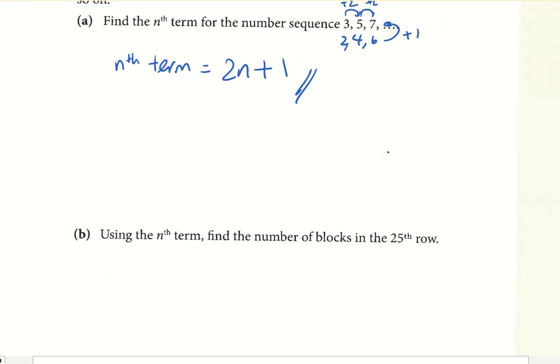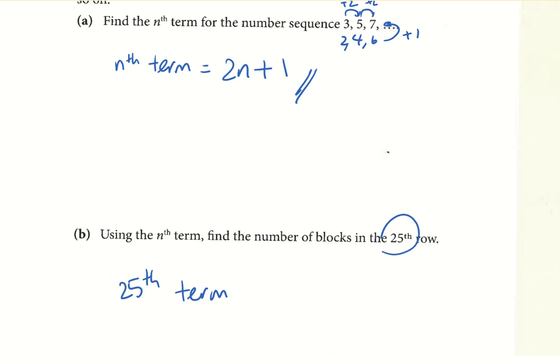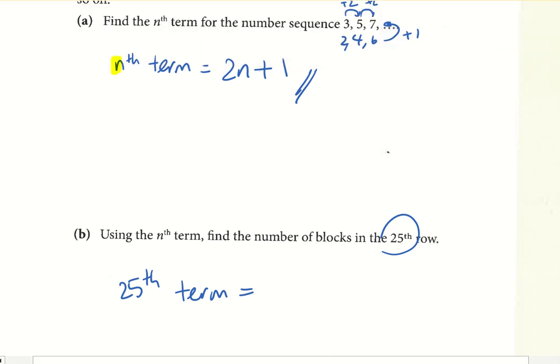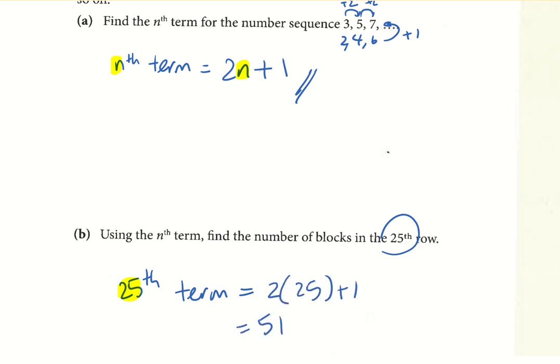Part B says, using the nth term, find the number of blocks in the 25th row. So you don't have to draw the whole design out. You just need to write down the 25th term. Using the formula here, nth term 2n plus 1. 25th term, 2 times 25 plus 1. So we get 51.